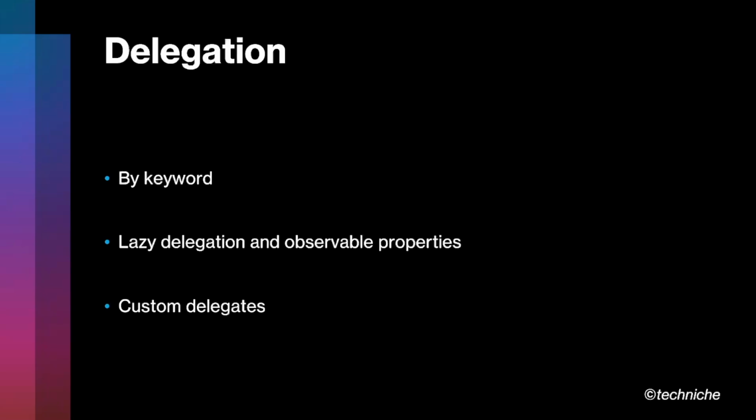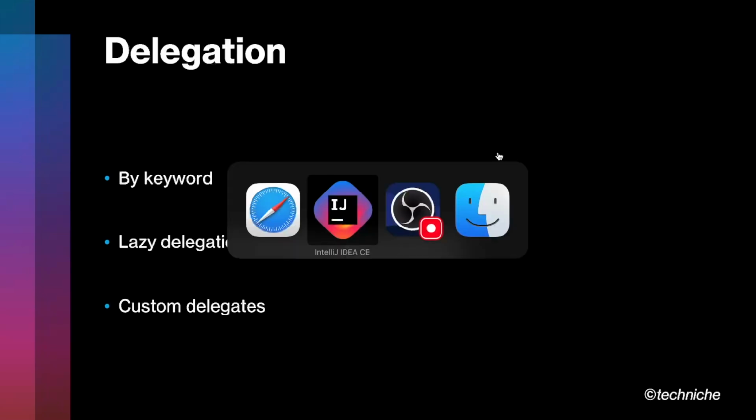Have you ever needed to initialize a variable only once, when it is accessed for the first time? Kotlin's lazy delegation has got you covered. You can use the lazy keyword, which ensures that the variable is initialized only once, and only when it's needed. Perfect for optimizing performance.